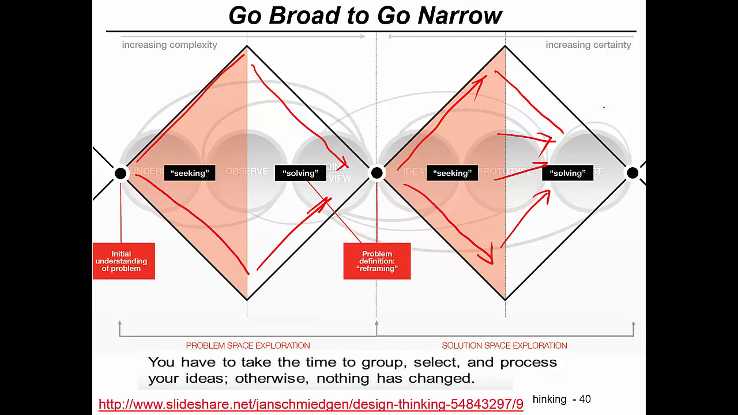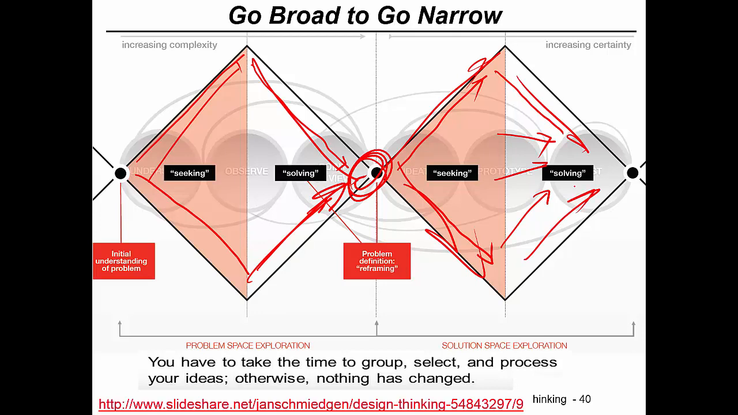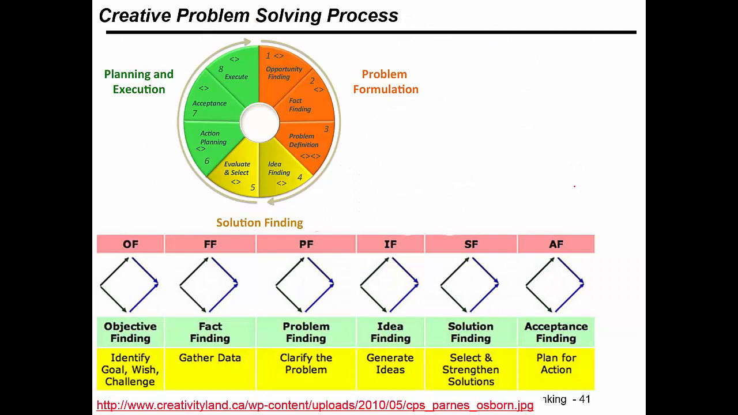Okay. So IDEO, the design firm IDEO, usually uses this so-called go broad and then go narrow approach. And once you narrow it down, you need to go broad again and then narrow it down. And so you continue applying this until you come up with the right solutions. And this go broad to go narrow is really the heart of the creative problem solving process.